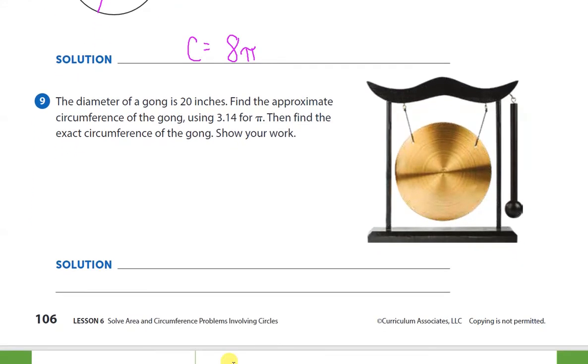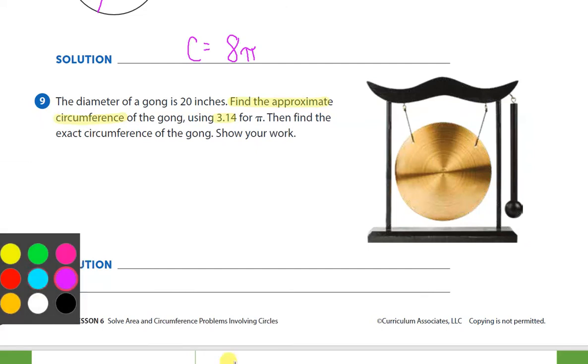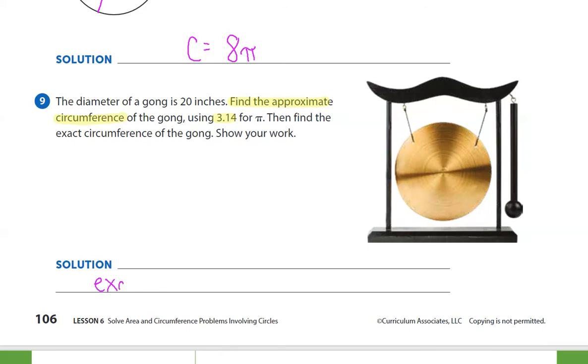Number 9. The diameter of a gong is 20 inches. Find the approximate circumference. When it says find the approximate circumference, that means actually do the math using 3.14. Then find the exact circumference. Well, the exact circumference is the easy part, because that's just 20 pi. That's the exact. The approximate circumference is the one we actually have to do the math for. We have to do circumference is diameter times pi.